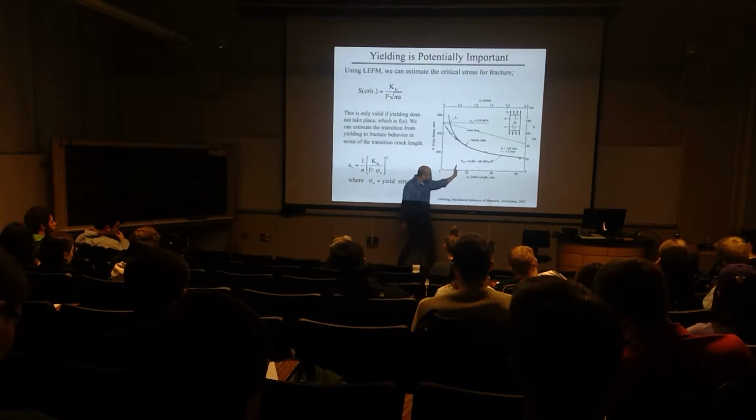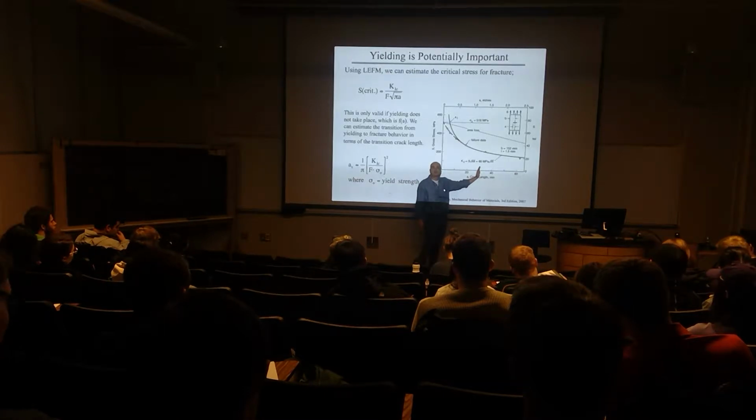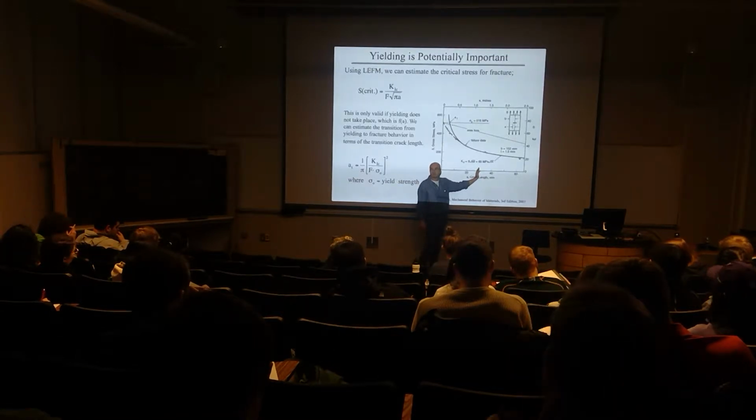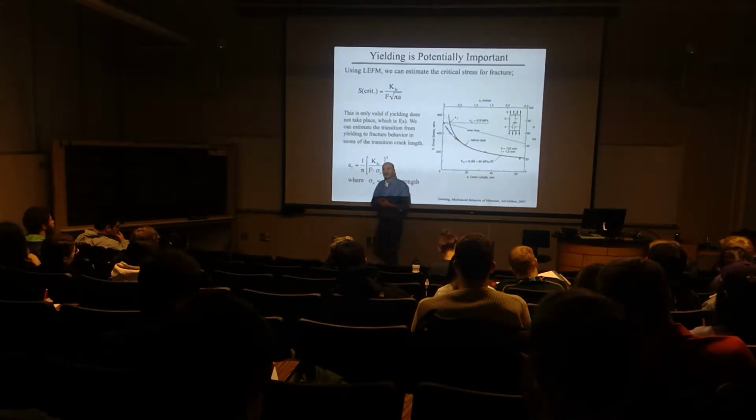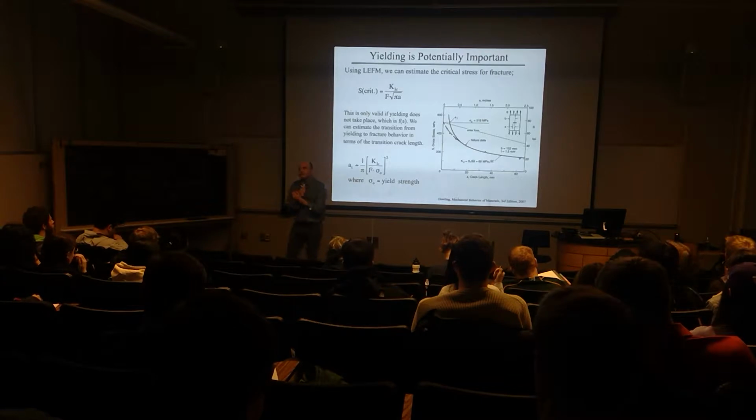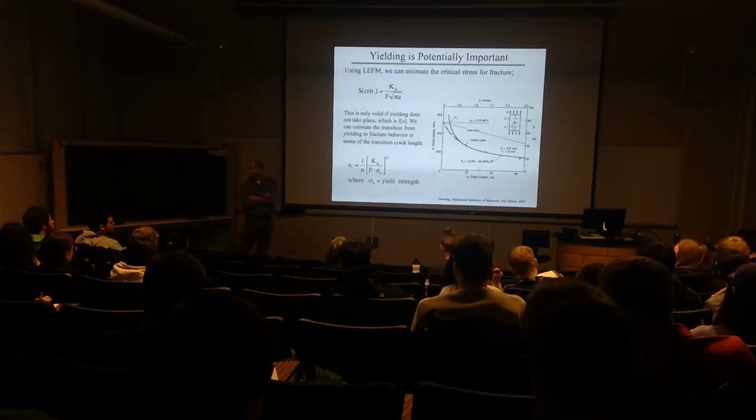If this transition flaw length is way over here, because this material has a very low yield strength, it means that that structure is not very flaw sensitive. The structure will fail by yielding before the flaw ever really contributes to fracture. Right? A strong concept, very valuable in terms of failures.